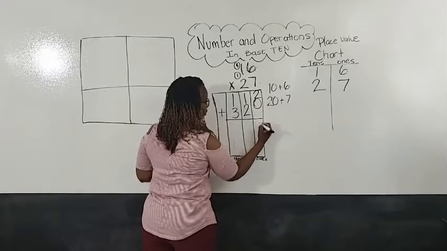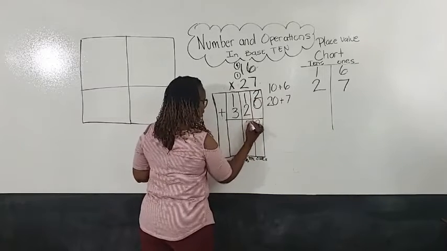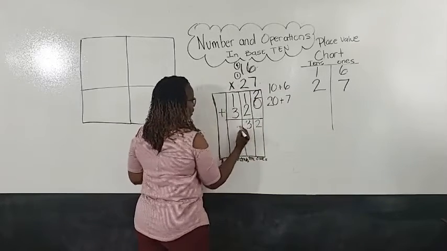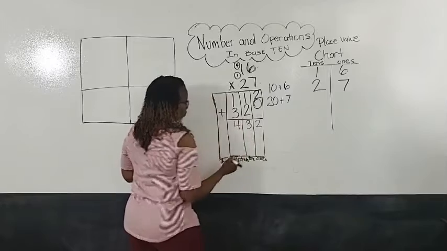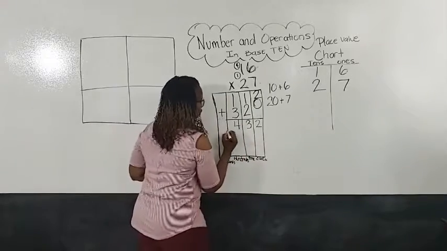So 2 plus 0 is 2. 2 plus 1 is 3. And 3 plus 1 is 4. Okay? So now my answer is 432.